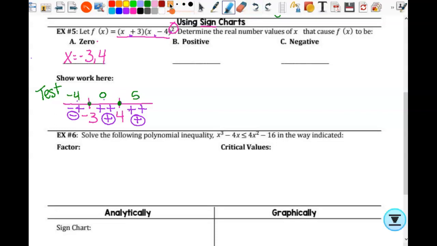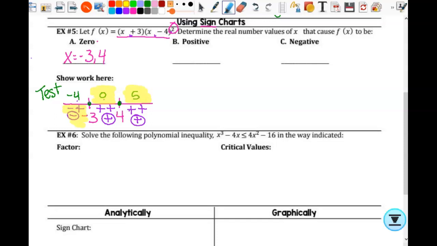Change that. Between negative infinity and negative 3, my function is negative, so I'm going to shade down here. And if you're using your pencil, just shade very lightly because you still want to be able to read what you have. And then between negative 3 and 4, my function is positive. Between 4 and infinity, my function is positive. Okay?